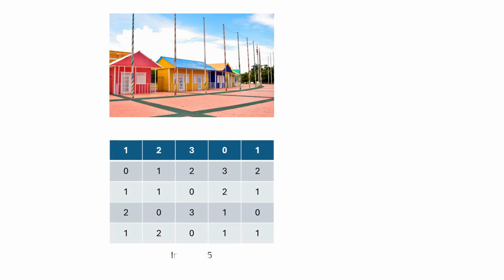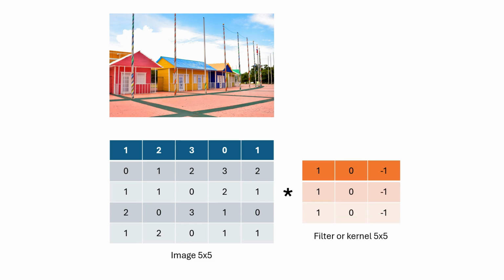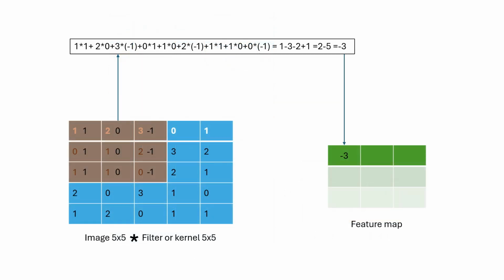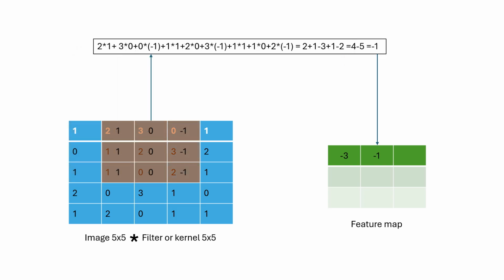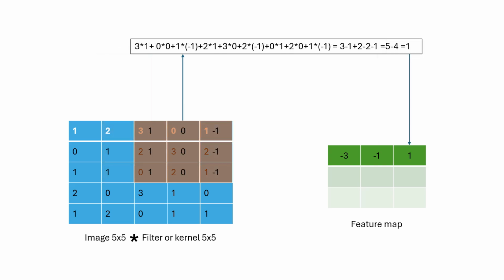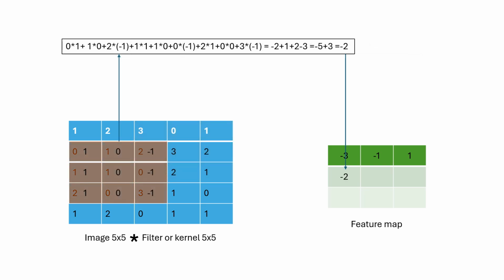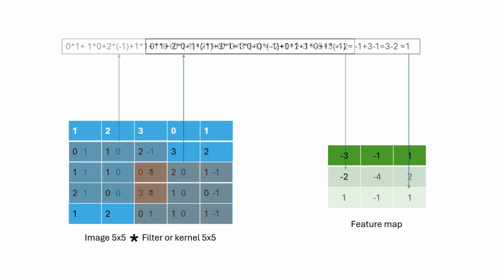For example, let's say we have a 3 by 3 filter and a 5 by 5 image. You always have to remember that your filter size must be less than your image size. We slide the filter over the image, multiply the corresponding values, and sum them up to get the output. So the input is the image matrix and the filter matrix, and the output will be the feature map of the image.